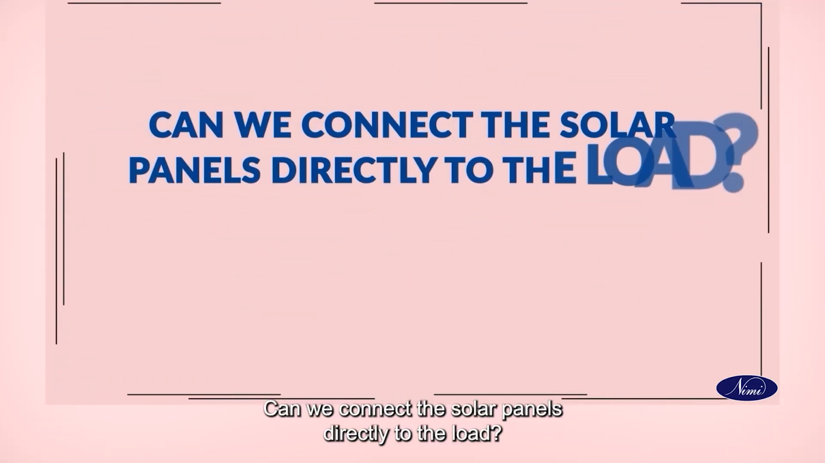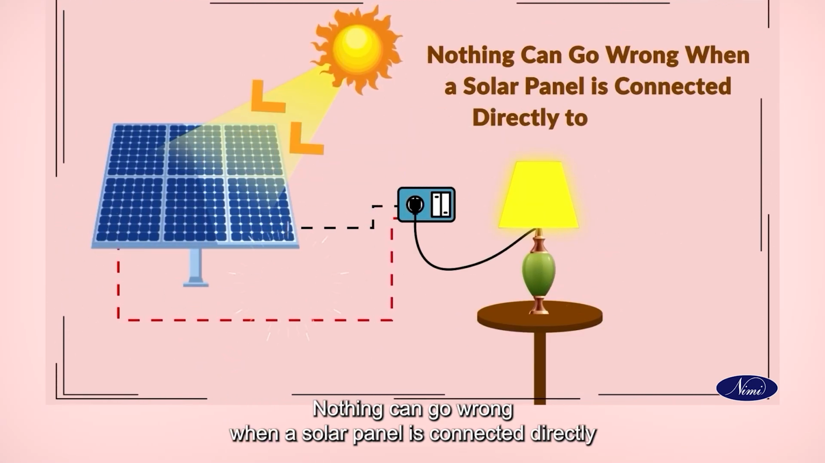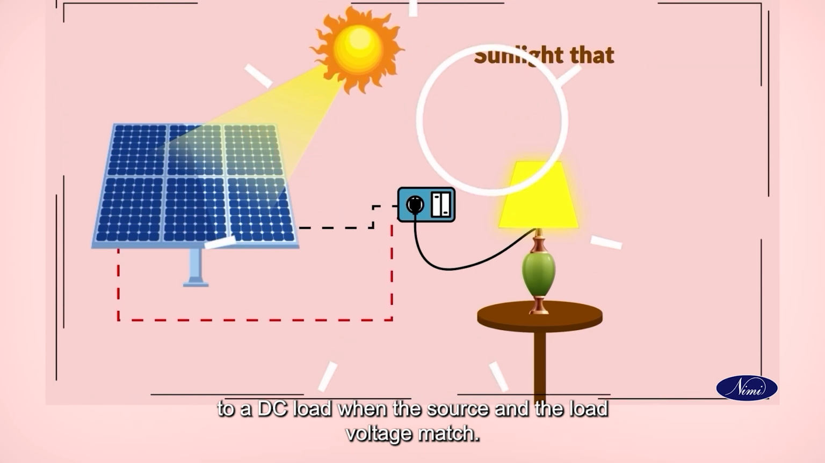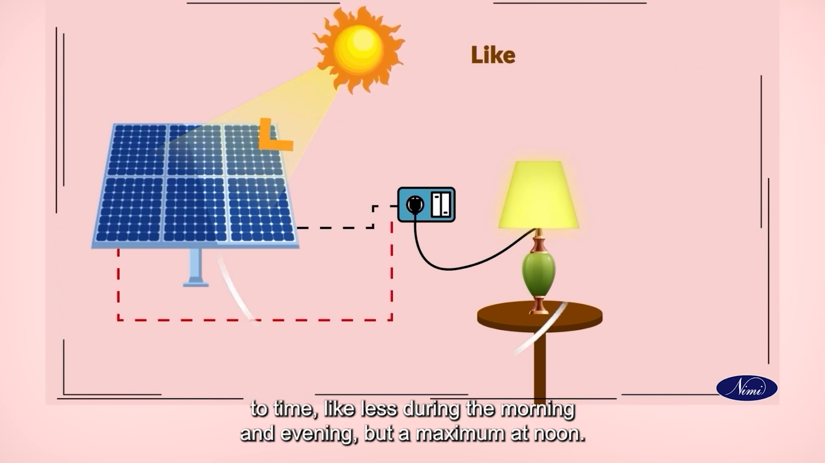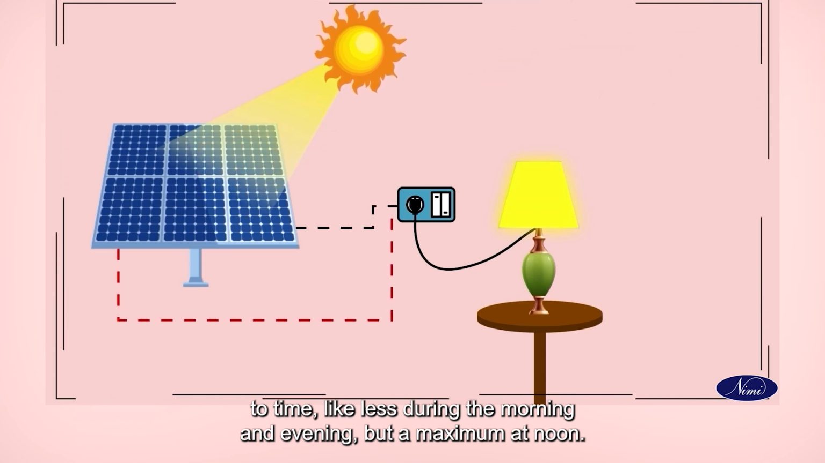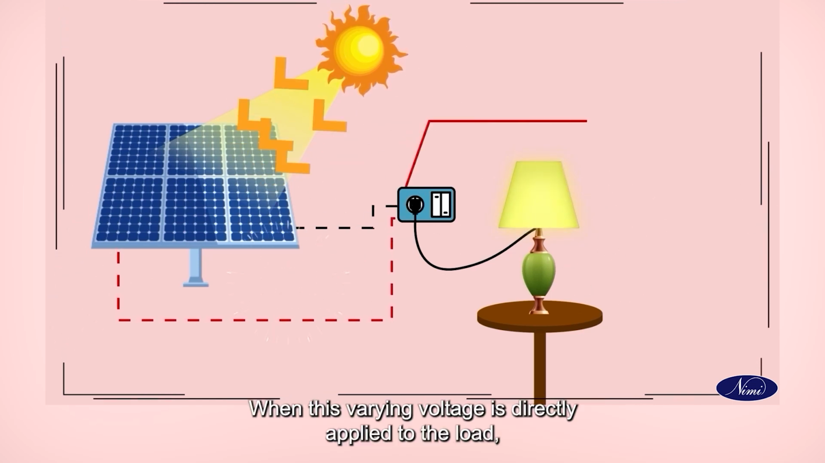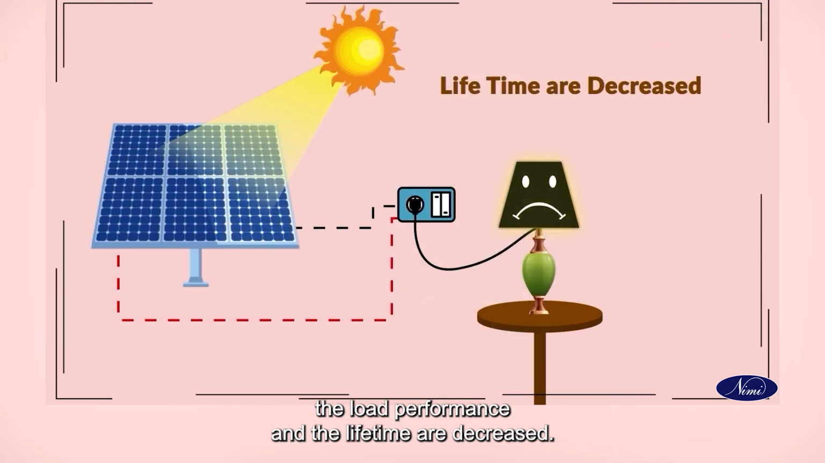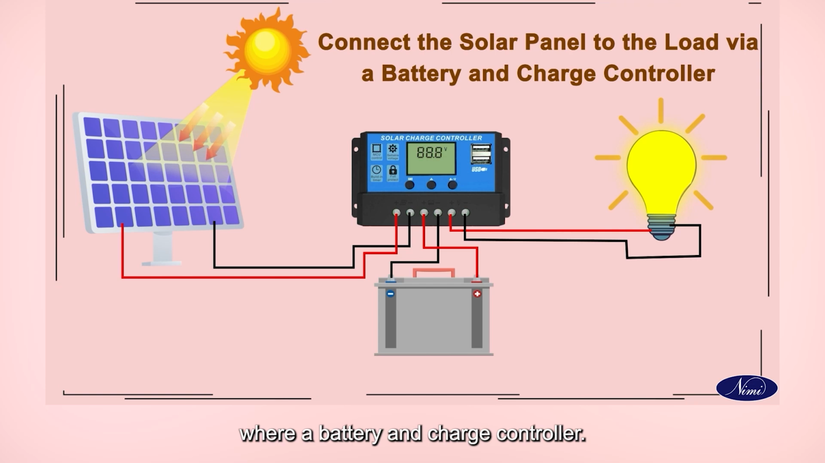Can we connect the solar panels directly to the load? Nothing can go wrong when a solar panel is connected directly to a DC load when the source and the load voltage match. But sunlight that falls on the solar panel is not constant and may vary from time to time, like less during the morning and evening, but a maximum at noon. This variation causes the voltage to vary according to the sunlight. When this varying voltage is directly applied to the load, performance and lifetime are decreased. It is always better to connect the solar panel to the load via a battery and charge controller.